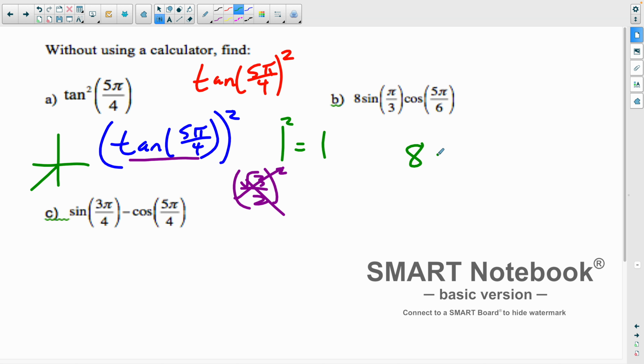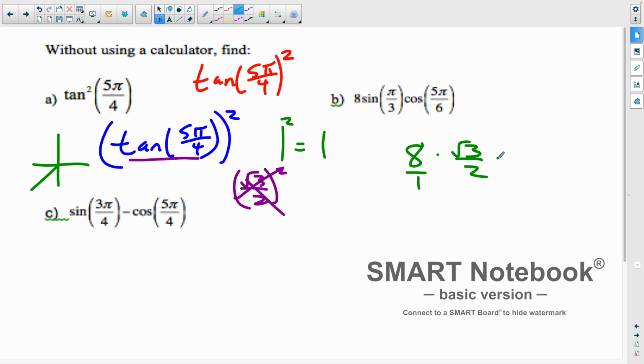times pi over 3. What is sine of pi over 3? 30, wait, so 60. It's a 60, okay? So it's square root of 3/2. And am I worried about positive or negative on that? No. Where's pi over 3? It's first quadrant, right? Now, I'm gonna make 8/1 just because I see the fraction happening there, so I'm gonna make that a little bit easier, alright? And then I gotta do 5 pi over 6.